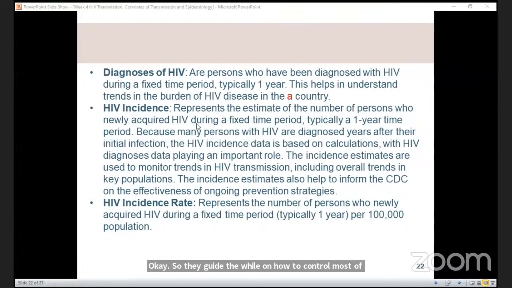Then we have the incidence rate. As for incidence rate, here we represent the number of persons who newly acquired the virus in a fixed period of time, but per 100,000 population. Every time you see rate, it is per 100,000 population. The rate is an estimation of something over something, you understand? So here we are talking about the incidence rate as new infections per 100,000 population within 1 year.